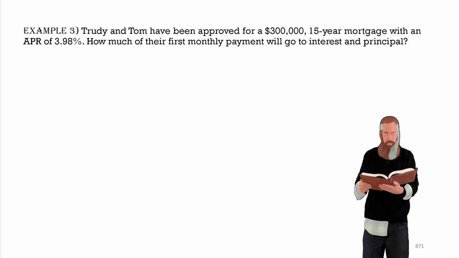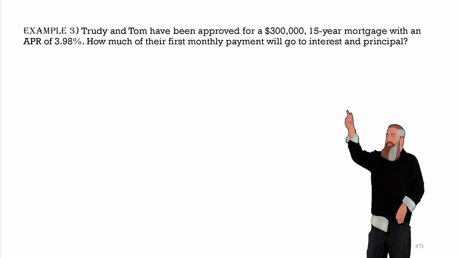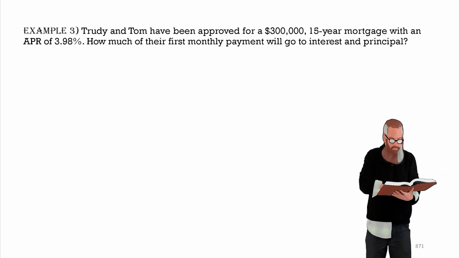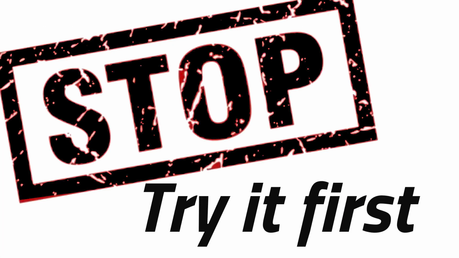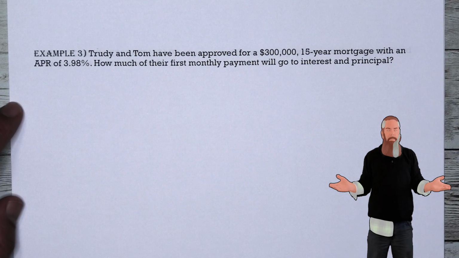Trudy and Tom have been approved for a $300,000 15-year mortgage with an APR of 3.98%. How much of their first monthly payment will go to interest and principal? The amount allocated to principal and interest changes from month to month.